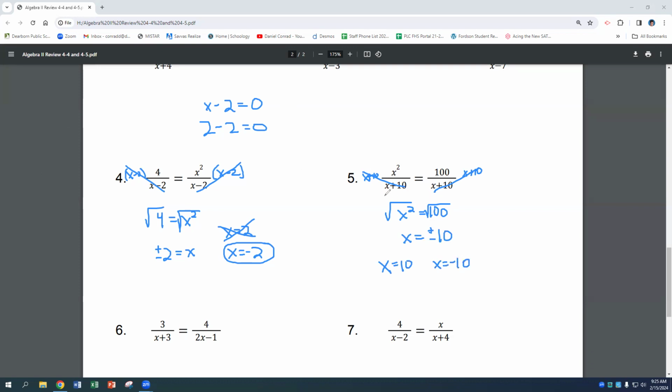But if I look back, I have x plus 10 in the denominator, right? So I don't want x plus 10 to equal 0. If I substitute in a negative 10, negative 10 plus 10 is going to give me my 0. So I can't have a negative 10 in the denominator. It has to be x equals positive 10, because I can't get a 0 in the denominator. If I substitute in negative 10, it's going to give me a 0 in the denominator, so it doesn't work. It's extraneous. These are extraneous.